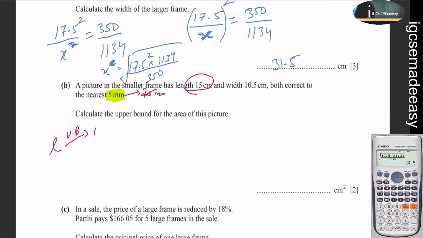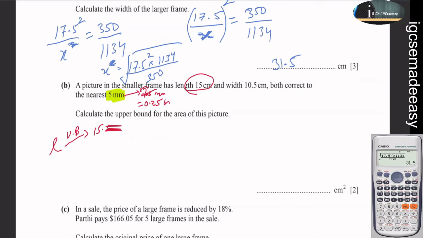2.5, right? So it will be 0.25. So if you add 0.25 to 15 centimeter, that will become 0.25 centimeter, right? My pen. 0.25 centimeter. If you add 0.25 centimeter to 15, you will get the upper bound, that is 15.25. Why is this happening?